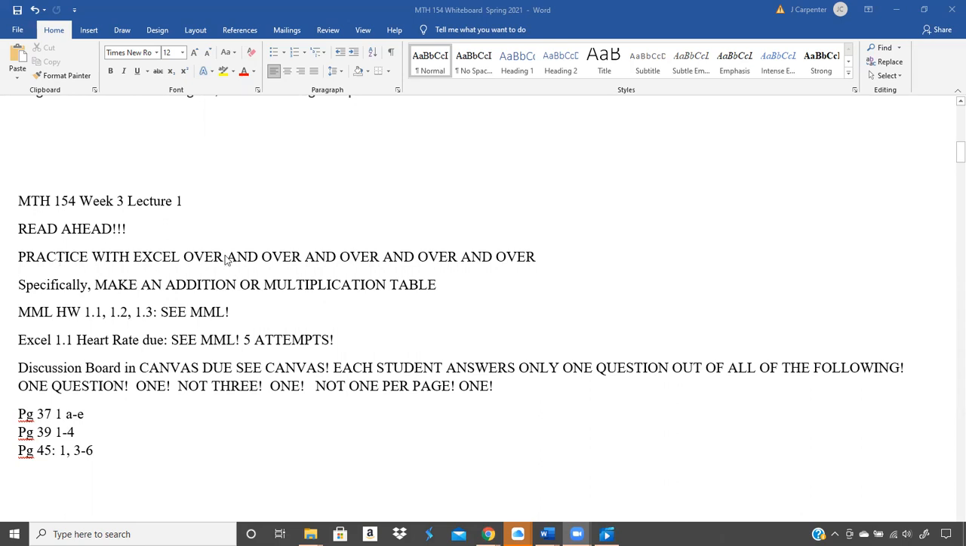Per usual, practice with Excel over and over again. Specifically, make an addition or multiplication table, so we will see that demonstrated. That will not be an assignment that you have to turn in. That's just something that you absolutely need to do for your own sake, because there will be homework assignments that use the fixed cell references that we start talking about. It's extremely important for several of the homeworks, and the way that it's used in an addition or multiplication table is the same way that it will be used in several of your homeworks.